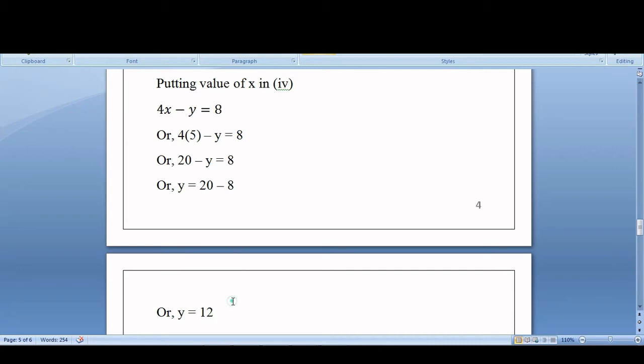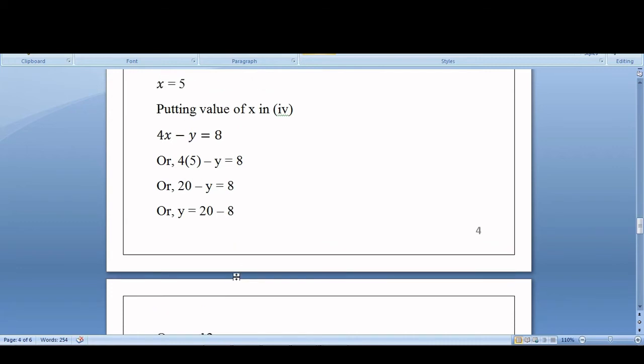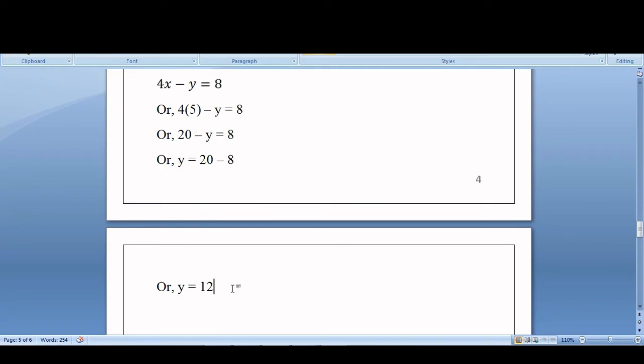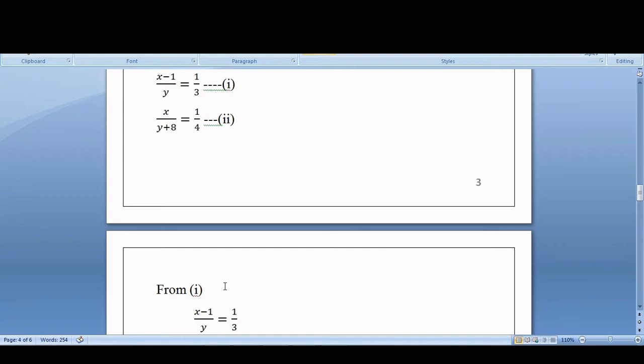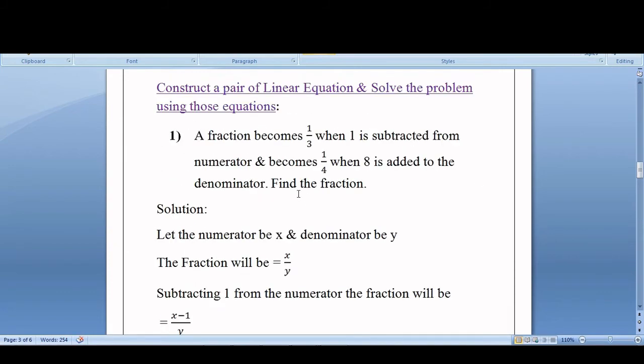So the value of y is how much? It's 12. So we have got the value of x and the value of y. But this is not our proper answer. We are not asked to find the value of x and y. We have to find the fraction, that is, the fraction will be x by y.